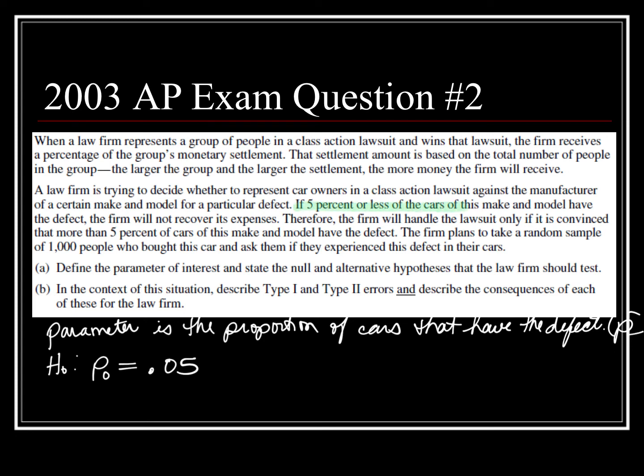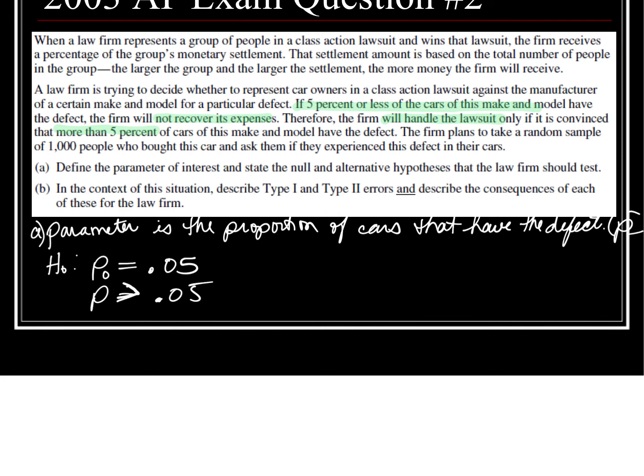if 5% or less of the cars have the make and model, the firm will not recover its expenses. If more than 5% of the cars of this make and model have the defect, they will handle the lawsuit. So our alternative hypothesis is, what does it need to be to handle the lawsuit? It's greater than. They're only going to handle the lawsuit if it's greater than 0.05. Okay. So that is part A. Write your hypotheses, and then in context of this situation, describe type 1 and 2 error and describe the consequence of each of these for the law firm.